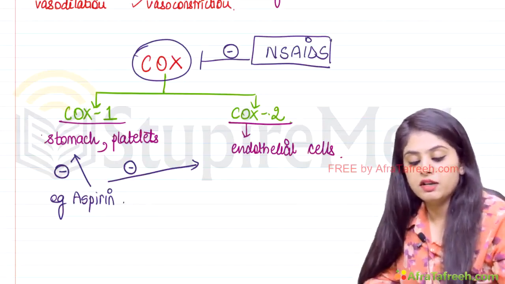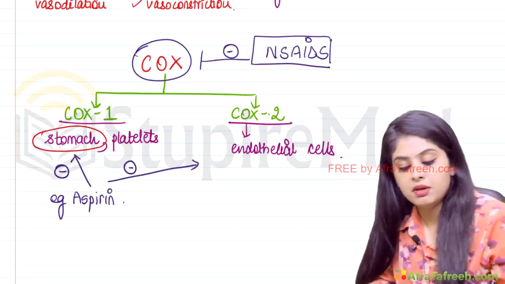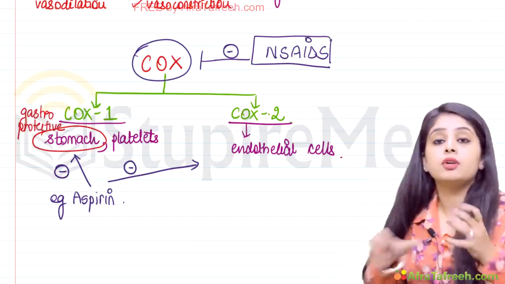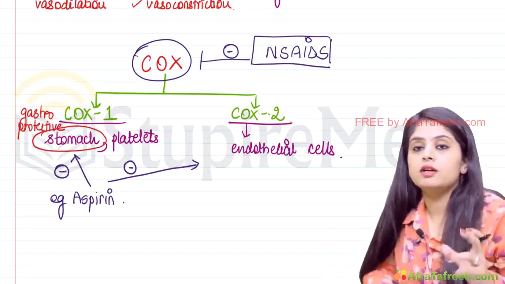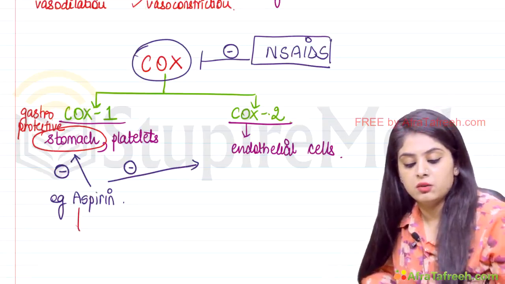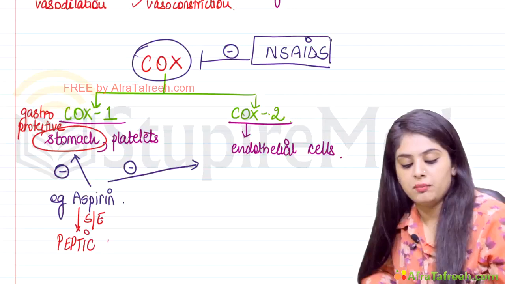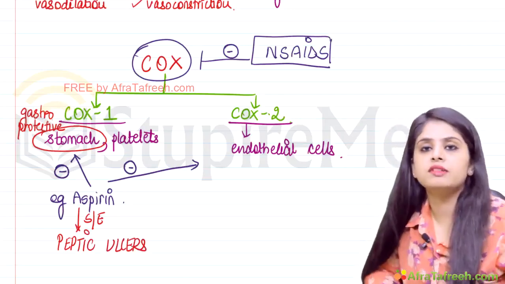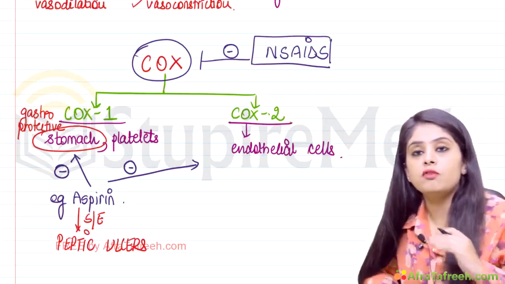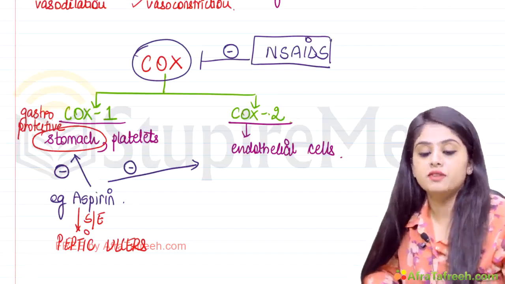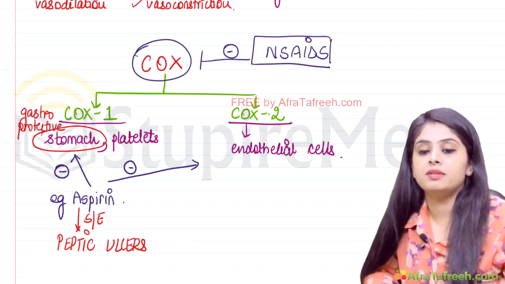But remember, COX1 was present in the stomach. COX1 is not only present in the stomach, it is also gastroprotective. It is protecting the stomach. Now, if I give a drug which inhibits this protective action, what will the patient suffer from? The patient will then suffer from gastric or peptic ulcers. Again, one of the most common side effects of aspirin is peptic ulcers. Why is that so? Because aspirin inhibits all forms of COX, both COX-1 and COX-2. COX-1 is gastroprotective, so COX-1 inhibition will result in peptic ulcers.